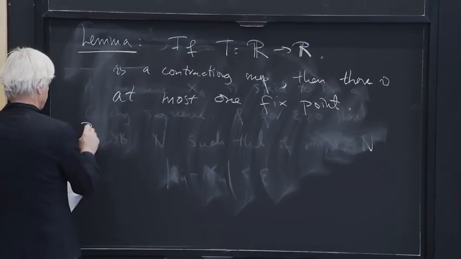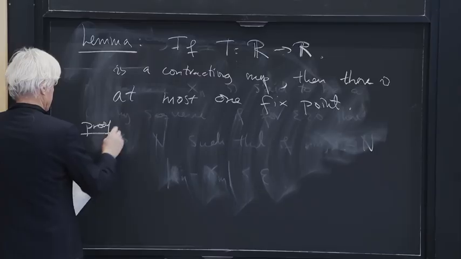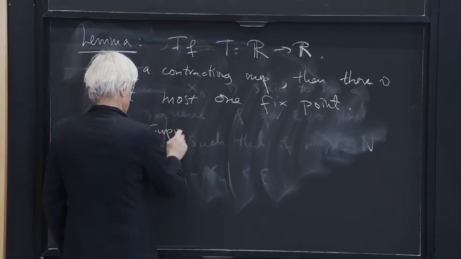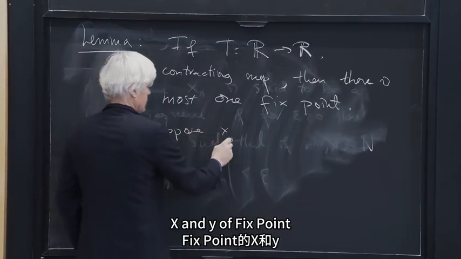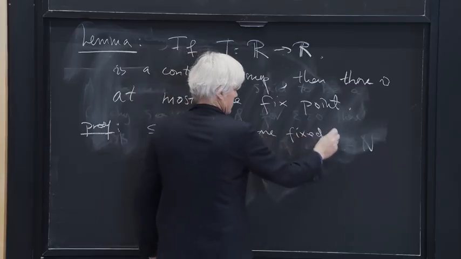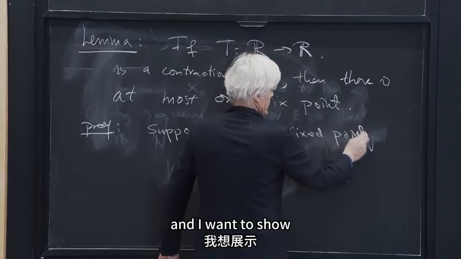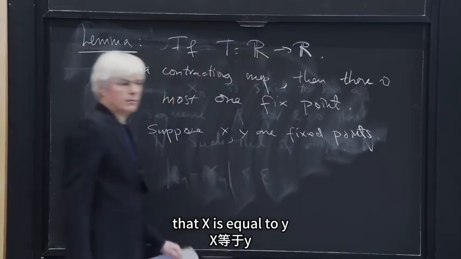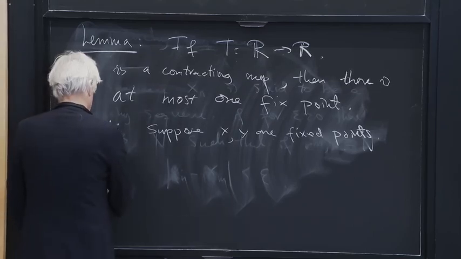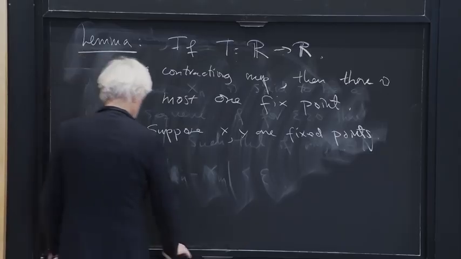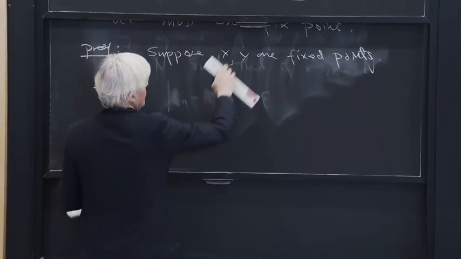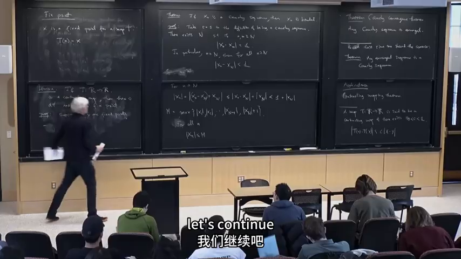Proof. So I'm going to suppose x and y are fixed points. And I want to show that x is equal to y. Right? So I'm looking at the images. So let's continue.